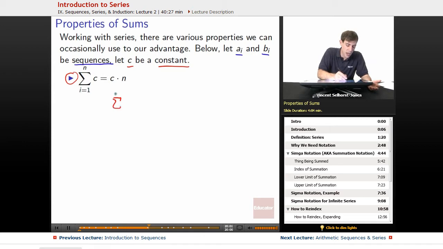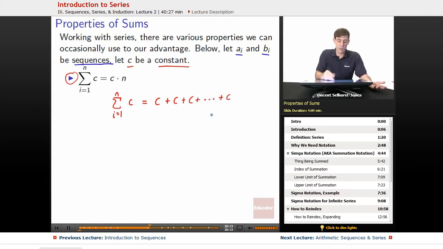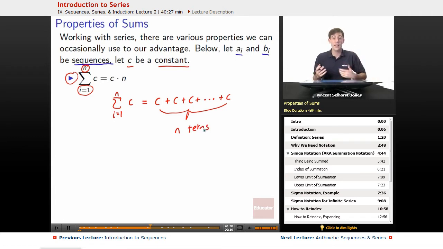Well, remember, if we had the sum from i equals 1 to n of c, c doesn't change any time because it's a constant. It isn't affected by the index. So it's just going to be c plus c dot dot dot plus c, that many times. How many times did it show up? We went from i equals 1 up until n, so 1, 2, 3, 4, we count up to n. We've got a total of n terms in there. So if c adds to itself n times, then that's just c times n. That's where we get that property for how sums work.